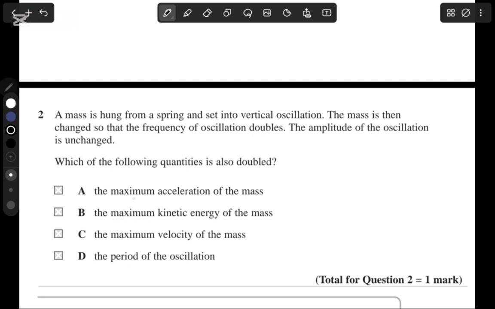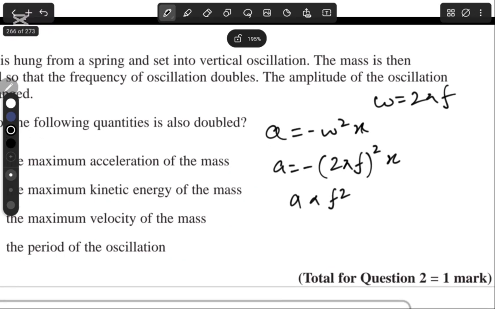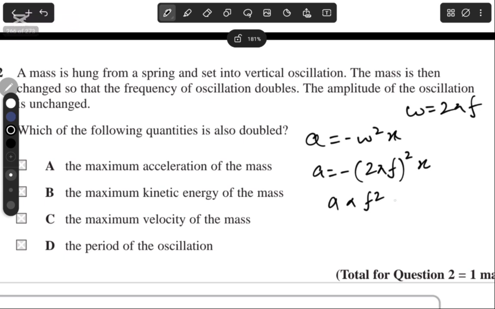So we know that first it says maximum acceleration. We know acceleration is equal to minus omega squared x. It says that the frequency is going to be doubling. So we know omega is 2 pi f. So a is equal to minus (2 pi f) squared x. So a is directly proportional to f squared, which means that if the frequency doubles, the acceleration will increase by 4 times. So this is wrong because we want to see which doubles.